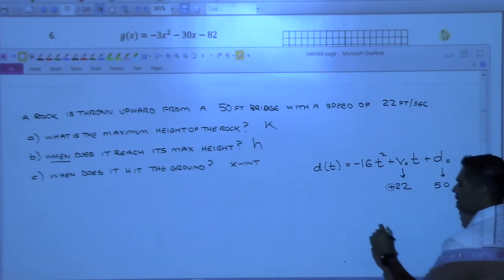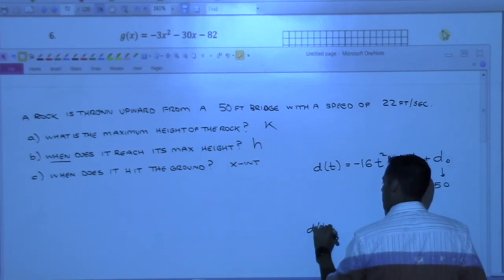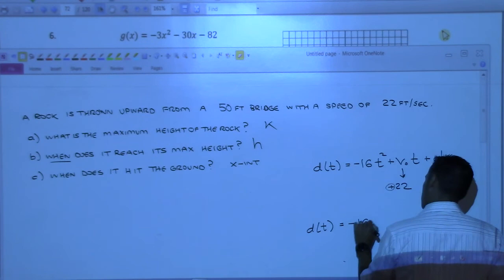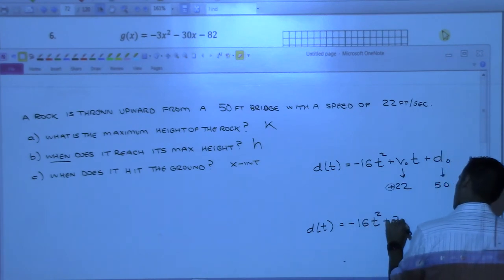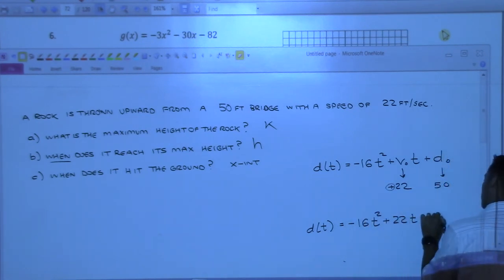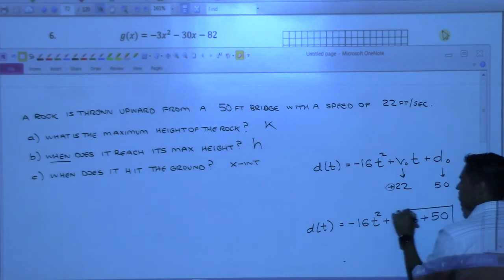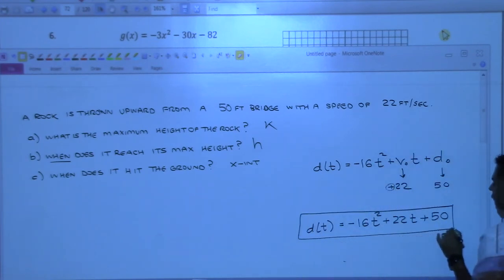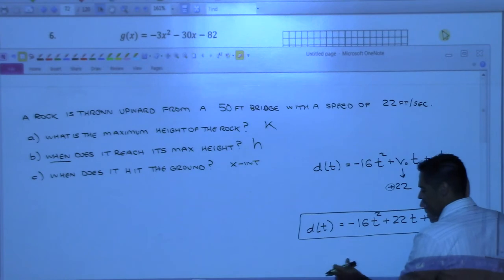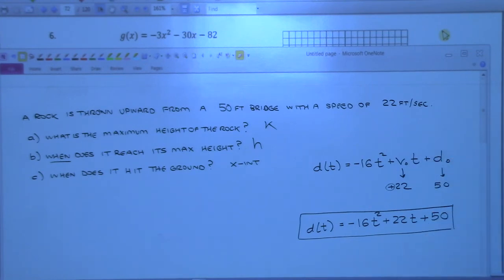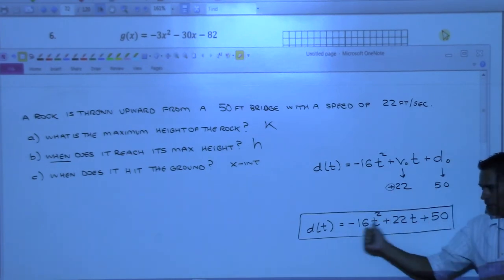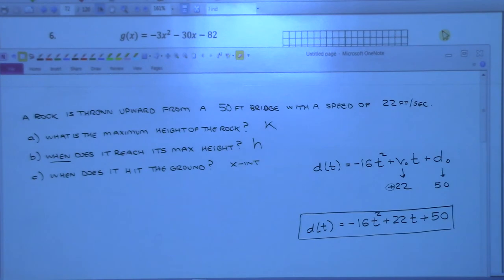All right, so our formula that we'll be using for this problem then becomes negative 16t squared plus 22t plus 50. That is because physics is the way it is, and because we're neglecting air, it doesn't matter if this is a rock or a paper clip or a feather. With no air, they're all going to follow this formula, right? So now I just need to figure out what my vertex is and figure out my X-intercepts, and I'm done.